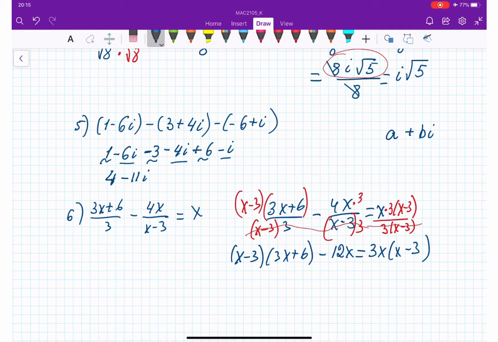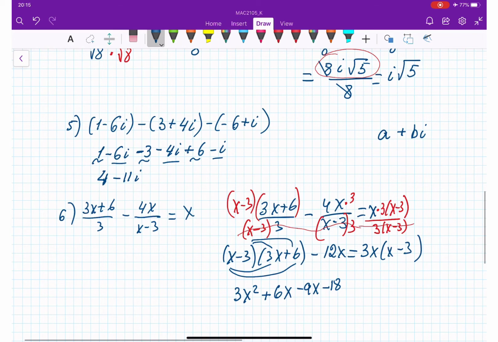We need to distribute x minus 3 by 3x plus 6. Let's do it. x times 3x and x times 6. It's going to be 3x squared. And then x times 6, it's going to be plus 6x. Next one, negative 3 times 3x is going to be negative 9x. Negative 3 times 6 is going to be negative 18. Okay, minus 12x is equal 3x times x is 3x squared. 3x times negative 3, it's going to be negative 9x.